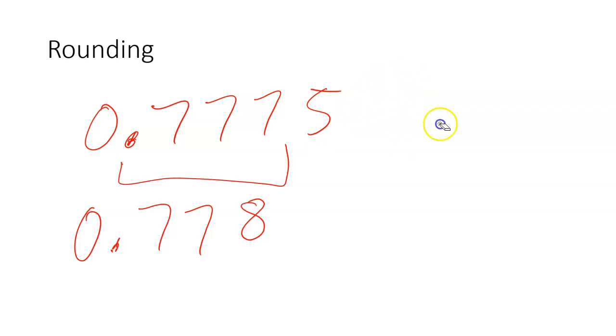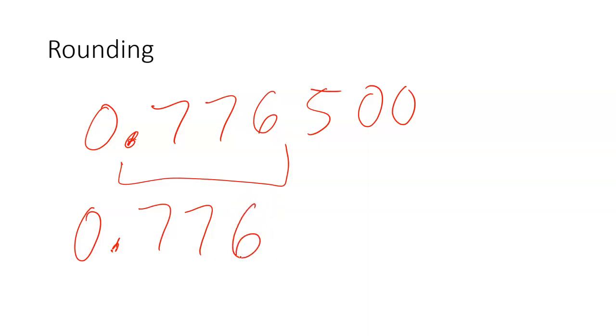The only real issue is when we have an exact 5. Something like this, for example, has to go to the closest even number. In this case, it's going up. If it was something like this, the closest even number will be the 6, okay?